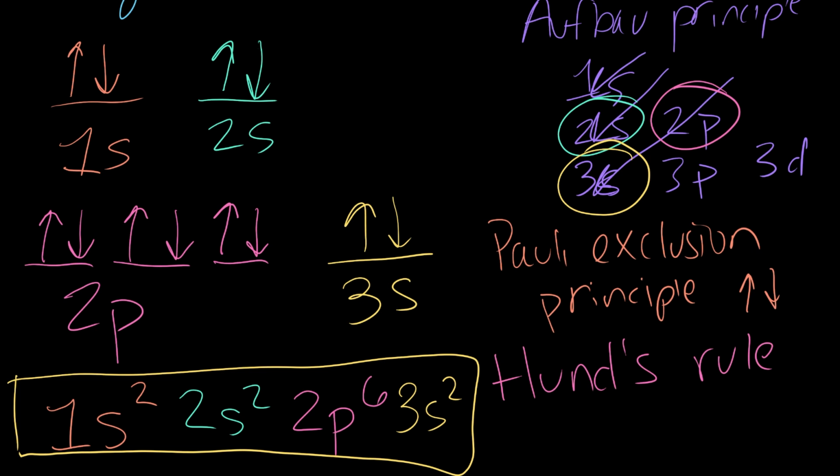So to recap, we fill the orbitals starting at the lowest energy level, which is the Aufbau principle, making sure that each orbital contains 2 electrons with opposite spins, which is the Pauli exclusion principle, and that we occupy orbitals each with 1 electron before doubling up, which is Hund's rule.